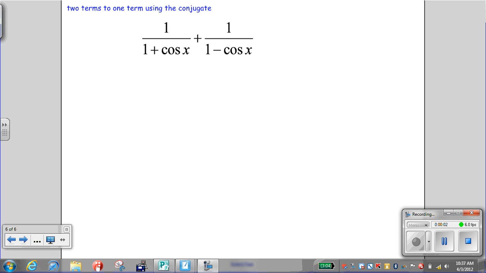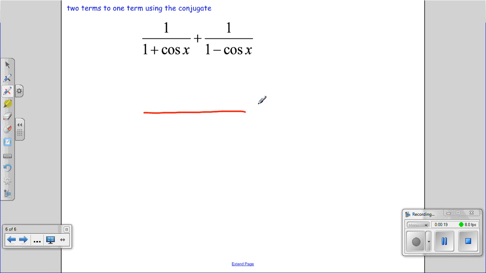And this video will show us how to take two terms and simplify it to one term using the conjugate. So notice on the bottom here, we have 1 plus cosine x and the other one we have 1 minus cosine x. If you multiply those two together, you should get 1 minus cosine squared of x. And the nice thing about that is we now have a common denominator.